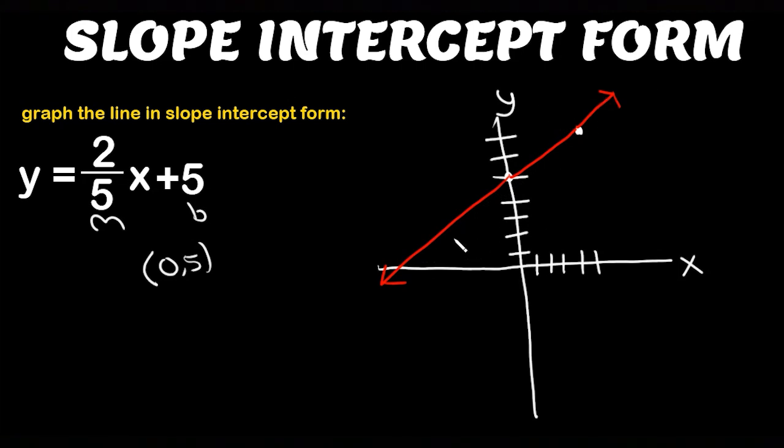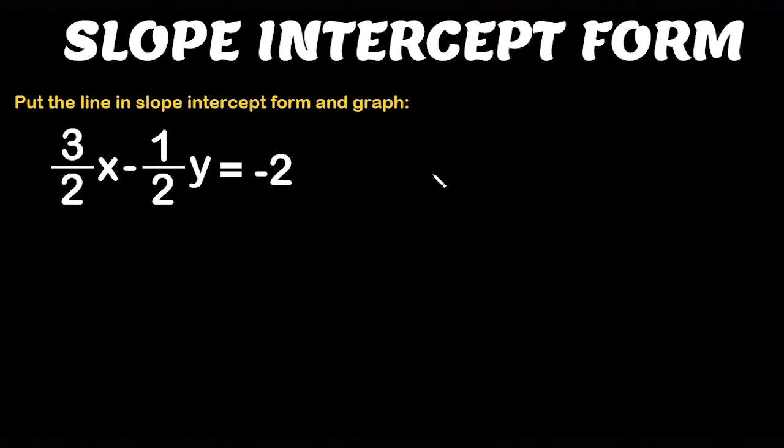Okay, let's try one more problem. Okay, so this problem is a little bit different, all right? And you have to have knowledge of solving equations. And if you're doing slope-intercept form, you probably already have gone over that, or you should have, okay? But I do have videos on that, so make sure you check it out on solving equations, 1-step, 2-step, and multi-step, because you do have to know how to do that in order to do this problem here. So it's telling you to put the line in slope-intercept form and then graph, okay?